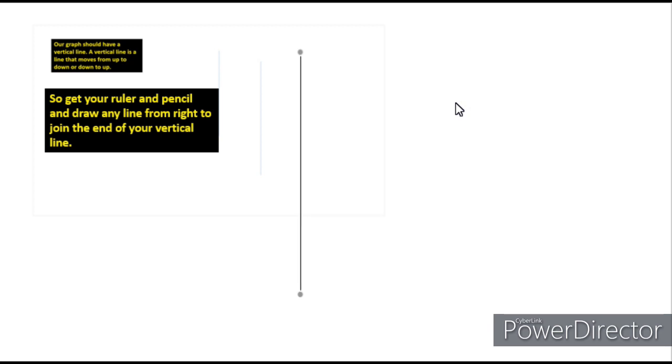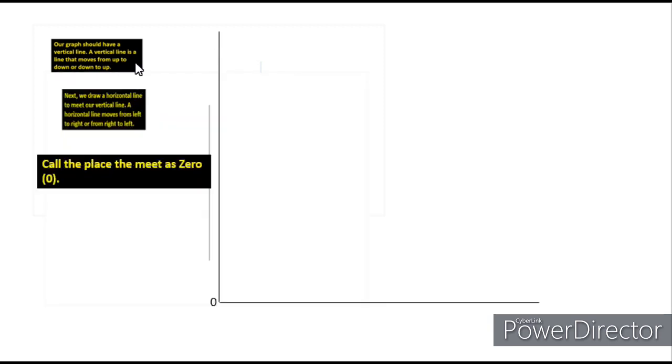So it's a line that moves from left to right like this, or it can also move from right to left. So left to right or right to left. This is a horizontal line, and we are saying that the horizontal line that we draw should meet.